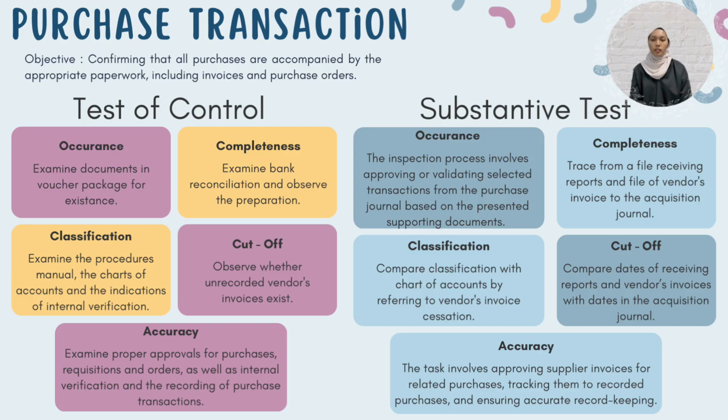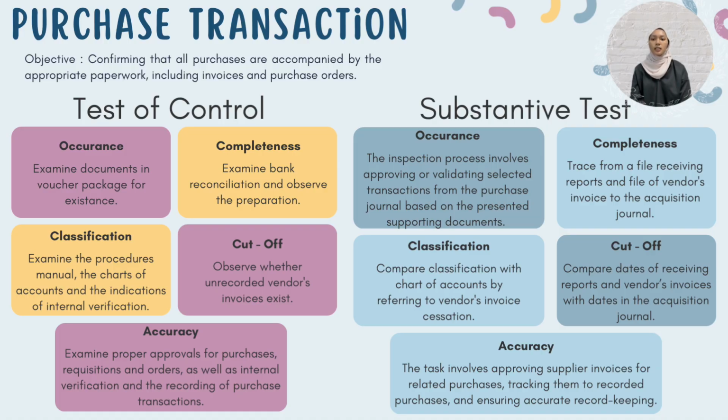First is purchase transaction. The objective is confirming that our purchases are accompanied by the appropriate paperwork, including invoice and purchase order. We have 5 sections in test of control. First, occurrence. Examine documents in the voucher package for existence. Second, completeness. Examine bank reconciliation and observe the preparation. Third, classification. Examine the procedure manual, the chart of accounts, and the indication of internal verification. Fourth, cut off. Observe whether unrecorded vendor invoices exist. Fifth, accuracy. Examine proper approval for purchase requisition and order, as well as internal verification and the recording of purchase transactions.